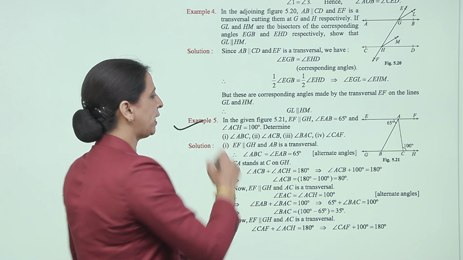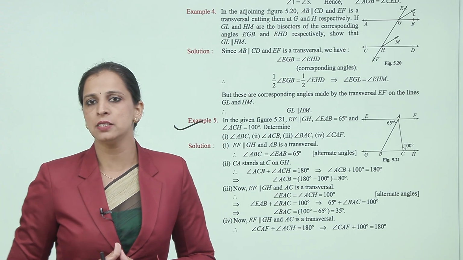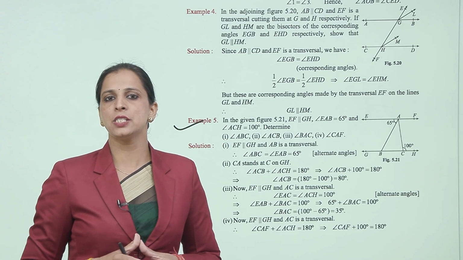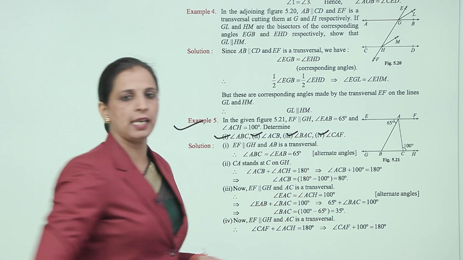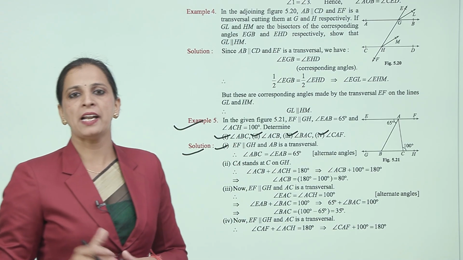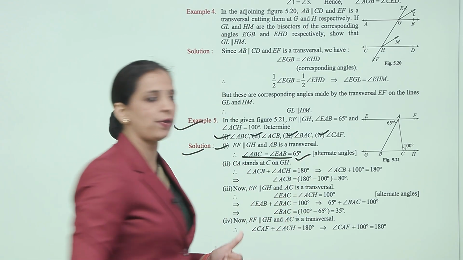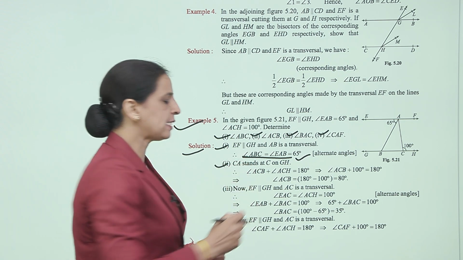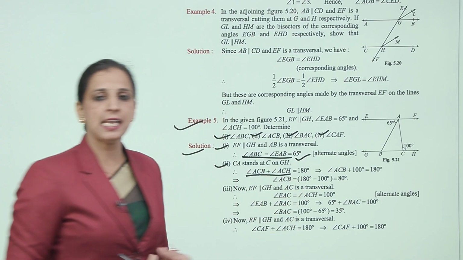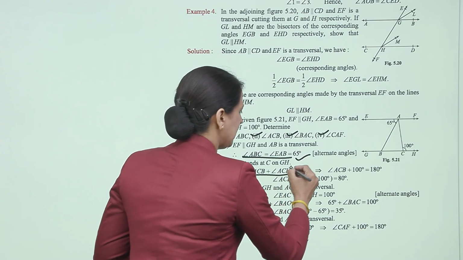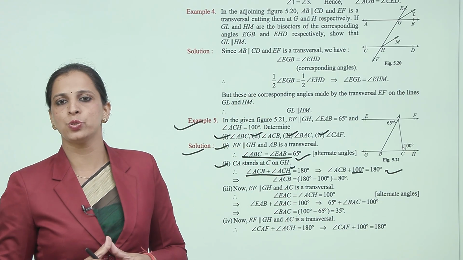Now, example 5. In the given figure 5.21, EF is parallel to GH, angle EAB is 65 degrees and angle ACH is 100 degrees. Determine angles ABC, ACB, BAC and CAF. Solution. First, EF is parallel to GH and AB is a transversal. So angle ABC is equal to EAB, that is 65 degrees, alternate angles. Now, second, CA stands at C on GH. So angle ACB plus angle ACH is 180 degrees, and ACH is equal to 100 degrees. So angle ACB is 180 minus 100, which is equal to 80 degrees.